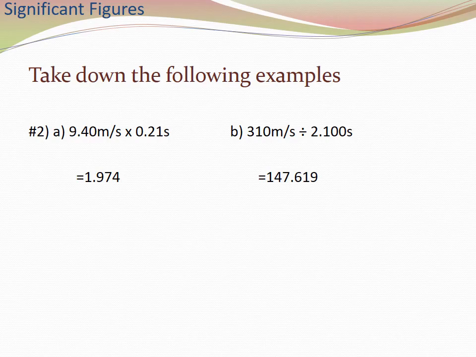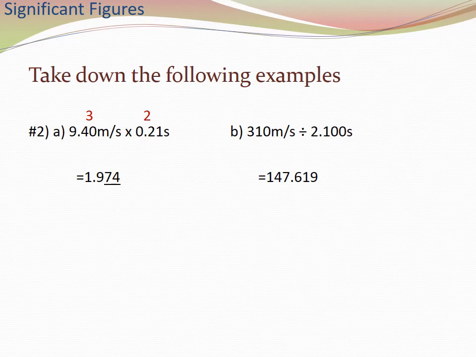So in our second set of examples, I've got 9.40 meters per second multiplied by 0.21 seconds. The first number has 3 significant figures. The second number has 2 significant figures. When I run it through my calculator, it says the answer is equal to 1.974. 2 is smaller than 3, so that means my answer is allowed to have 2 significant figures. So that means 1.9 will be my significant figures, and I will round off the 7.4.